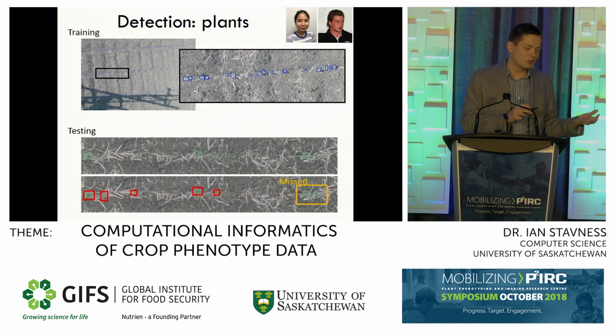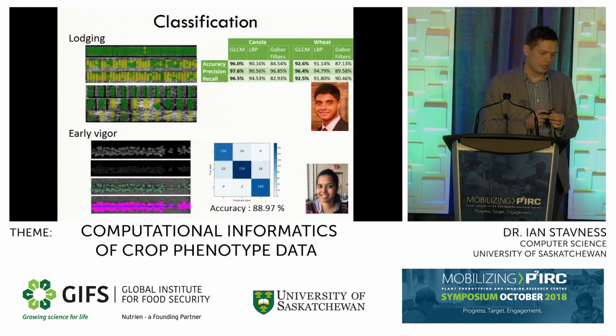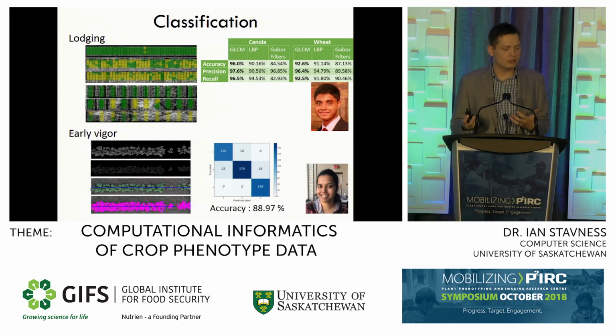And then we have other examples where it doesn't do quite as well. It picks up some of the plants but misses others. So again, we're refining this work to try to improve the detection of plants and tailor the architectures for these particular problems where we have smaller data sets. We've done work in the area of classification, one project on classifying lodging from aerial images, so lodging or not lodging, both in wheat breeding trials and also in canola.